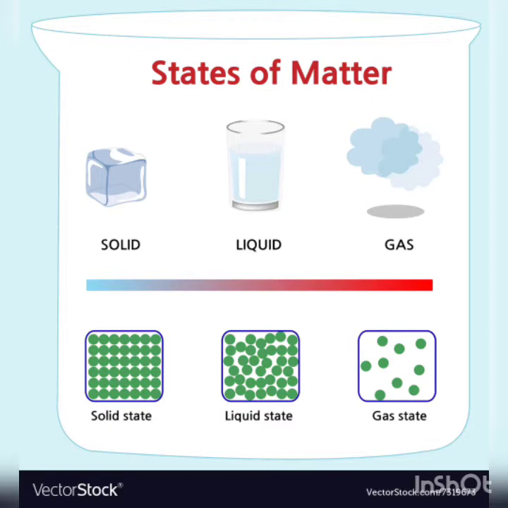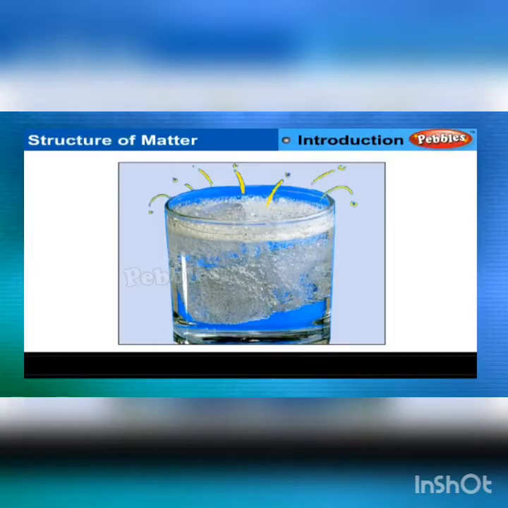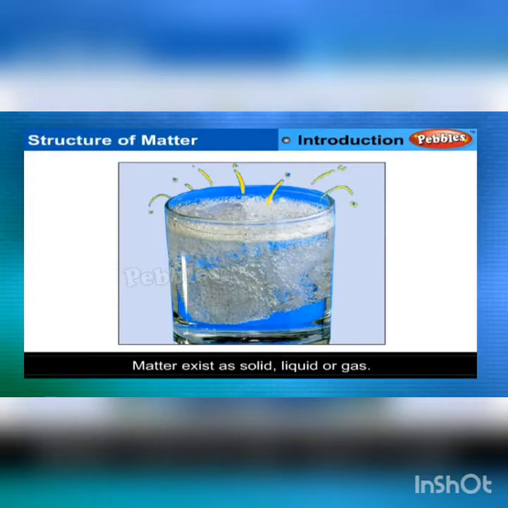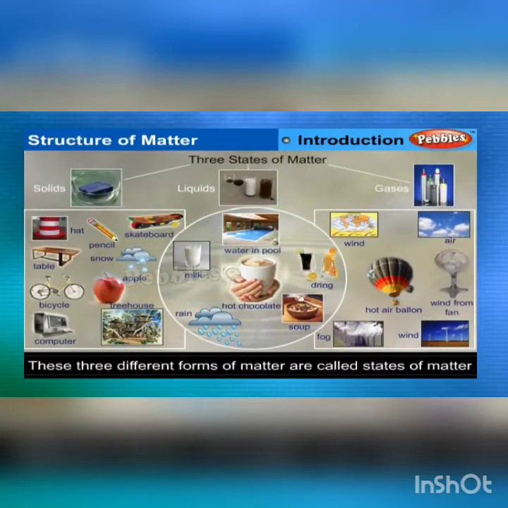Are you ready? Anything which occupies space and has some mass is called matter. You also know that matter may exist as solid, liquid, or gas. These three different forms of matter are called states of matter. Matter can exist in any of the three forms, solid, liquid, or gas. These three forms are called physical states or phases of matter.